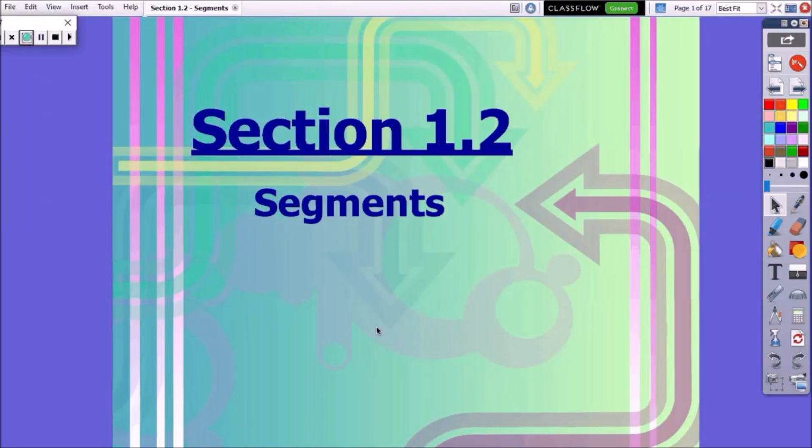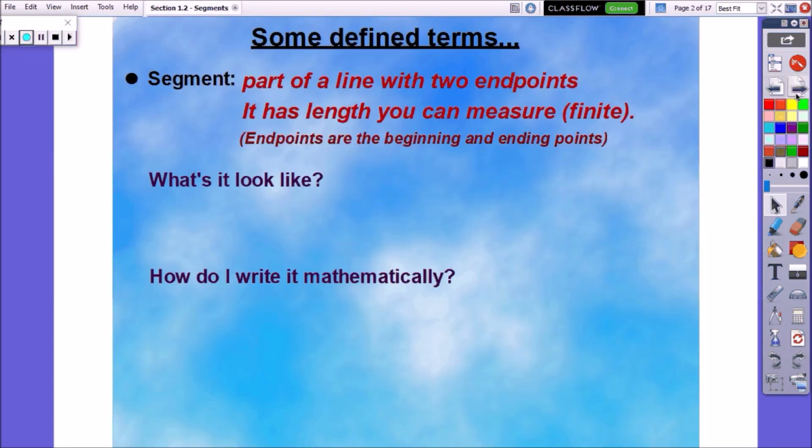All right, in our next video, we're going to talk about segments. So first, to define exactly what is a segment. A segment is a part of a line with two endpoints, and it has length that you can measure. So a segment is like a line, but it doesn't go on infinitely in opposite directions. It goes on finitely in both directions.